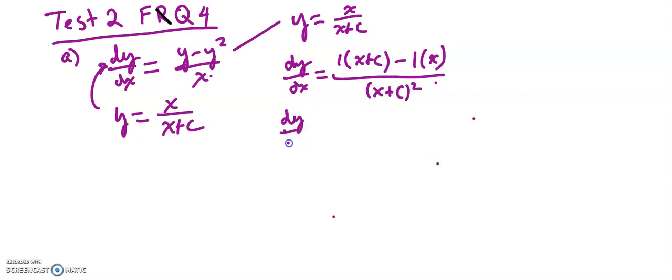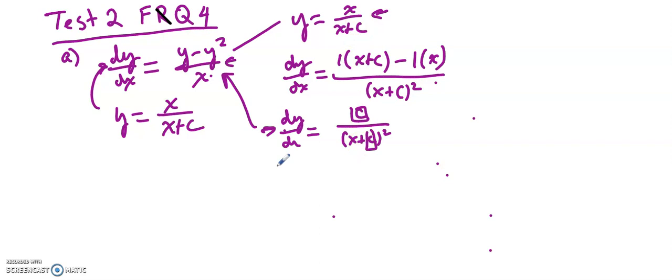Simplifying the top, I would just get c over (x plus c) squared. If I distributed the 1, which I don't really need to do, and subtracted the x's, that would just leave me with c on top. Now, if this is where I'm at with my differential, and this is where I need to get to, obviously the letter c is not in this differential. So this c has to somehow disappear. Well, if we go back to the original equation, couldn't I solve for c and then replace that down here?